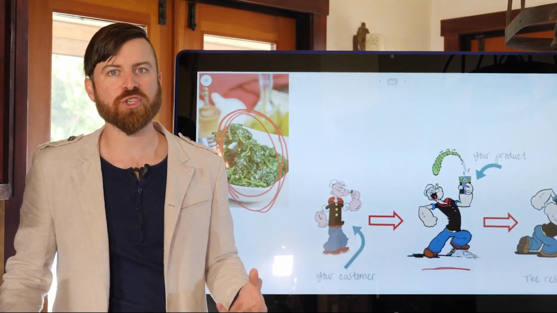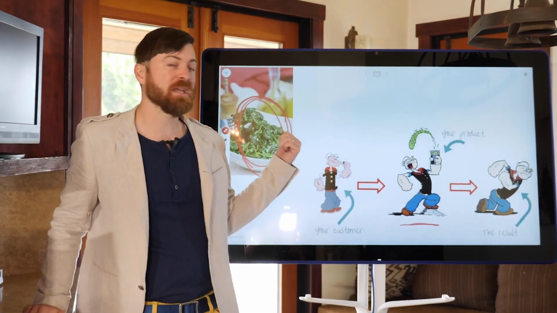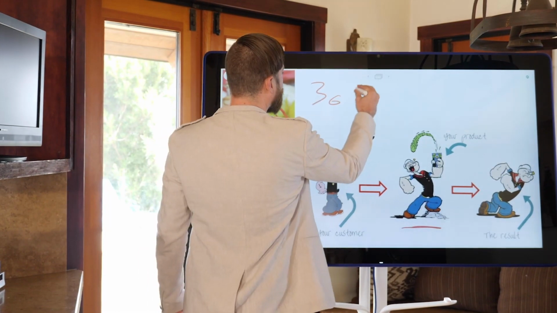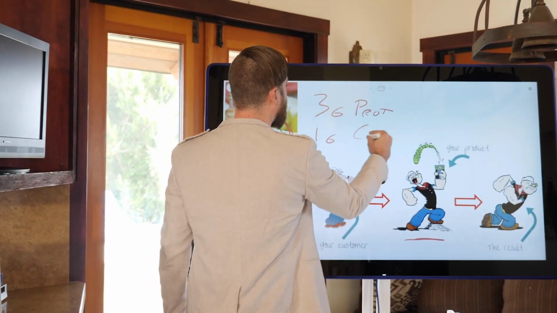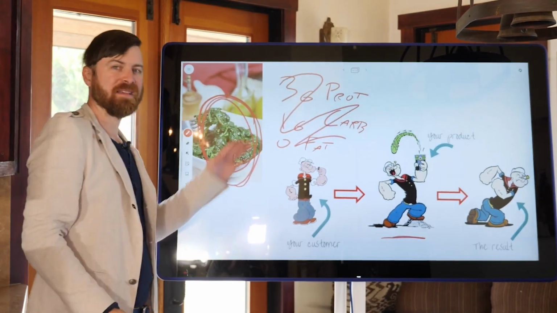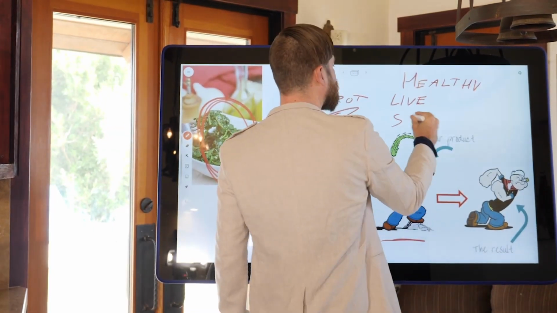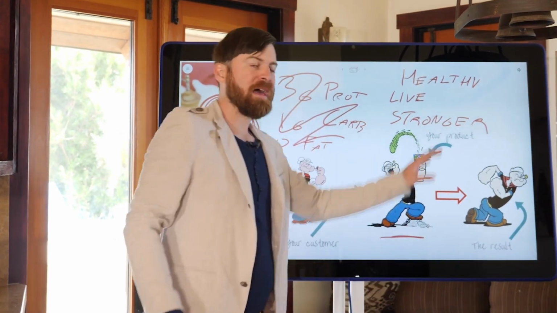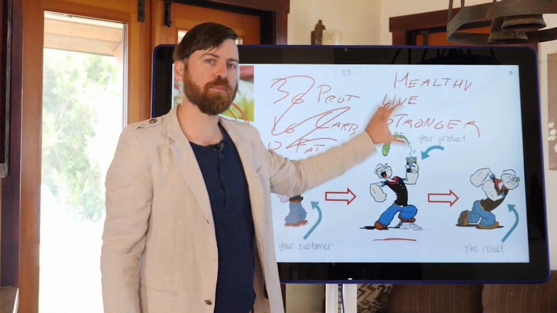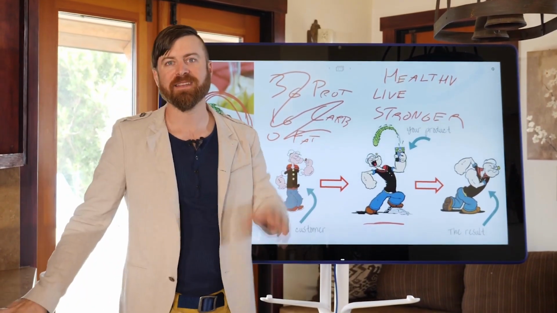Whenever you come across a feature, think to yourself, how can I market this as a benefit? Instead of saying spinach has 3 grams of protein, or 1 gram of carbs, and 0 fat, think to yourself, screw all this. How can I say this as a benefit? Spinach is healthy, it makes you live longer, and it makes you stronger. And if you talk about food like that, you're gonna sell a lot more of your product than if you're just talking about the protein, carbs, and fats in your product.